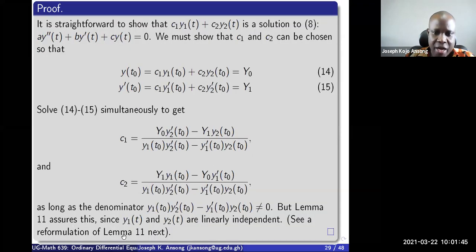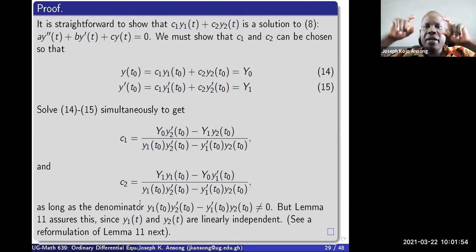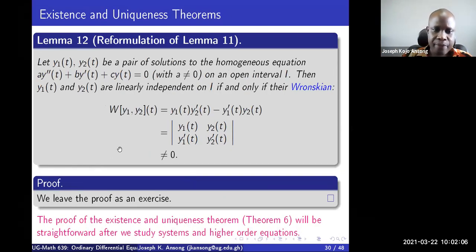So if you are wondering how this technical lemma is applied here, the next slide is a reformulation of the technical lemma. Remember, the technical lemma says that if the Wronskian is equal to 0 at a point, then the two functions are linearly dependent. A reformulation of that lemma is given by this, which is an exercise. You can look at it. It says: let y1 and y2 be a pair of solutions to the homogeneous equation on an interval I.